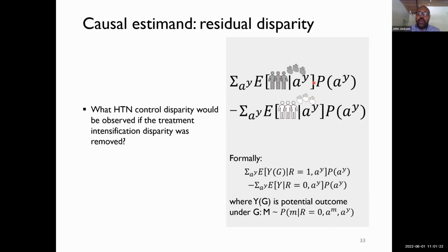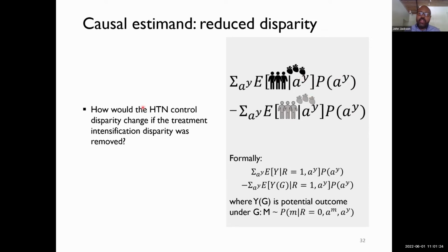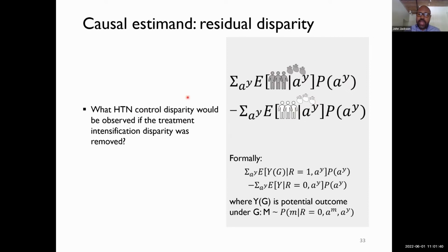So our estimate here is, what would the hypertension control disparity be if the treatment intensification disparity was removed, right? So this is the disparity reduction. This is the, I have a lag. This is the residual disparity here, comparing that counterfactual scenario for Blacks versus the observed scenario for whites.